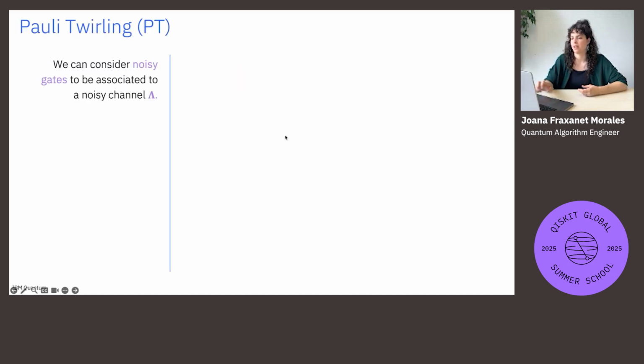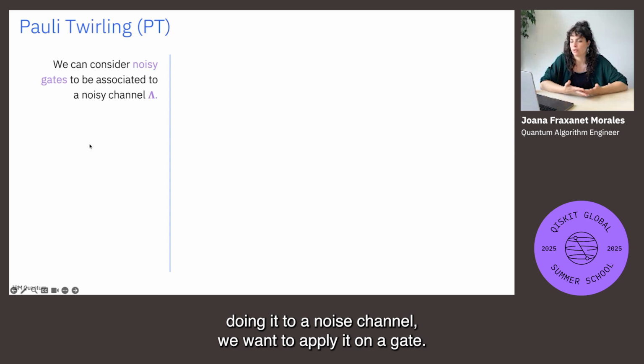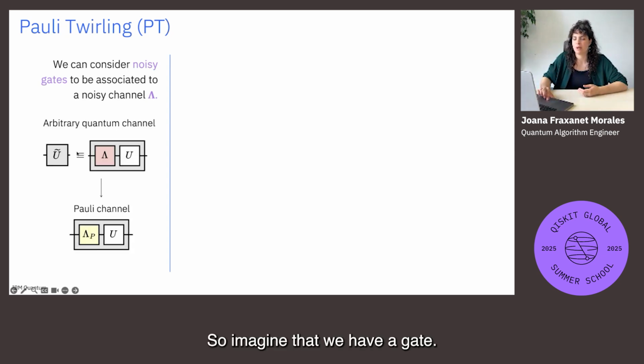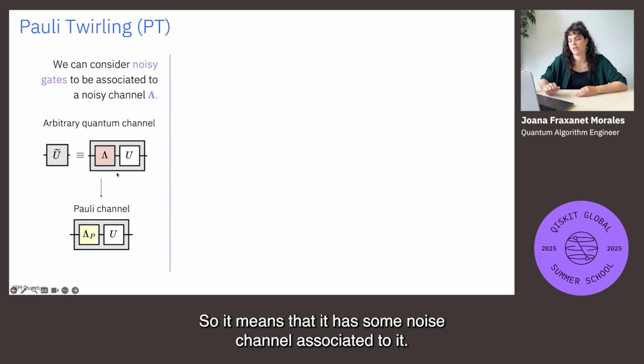we just randomize over these times and we sample from this. Now we want to apply this, but instead of doing it onto a noise channel, we want to apply it on a gate. So imagine that we have a gate, and we know that gates are noisy. In particular, we're interested in 2-qubit gates. So imagine that this U is a noisy 2-qubit gate. So it means that it has some noise channel associated to it.